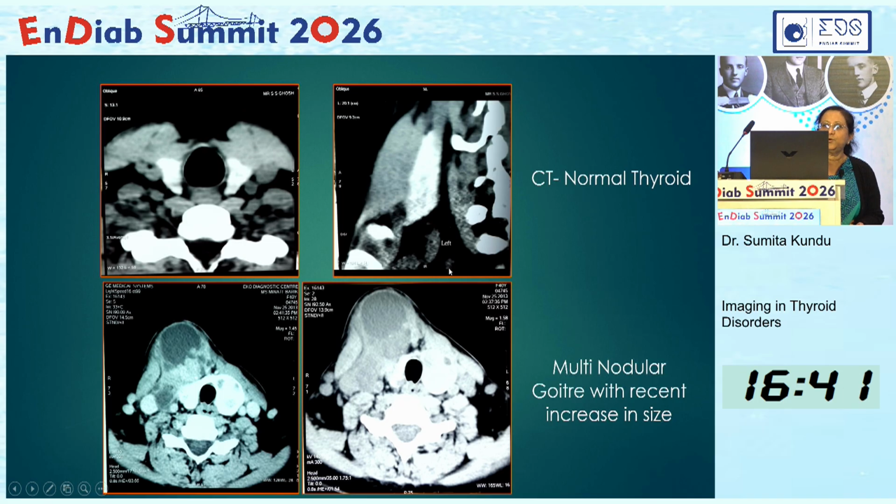But when this, for instance, like this multinodular goiter, if there is any lesion, of course, the normal appearance is completely changed and you can see a mass which will have variable kinds of density within it.